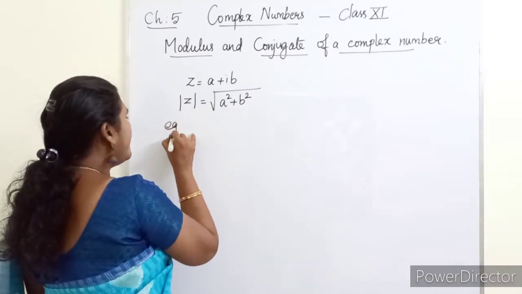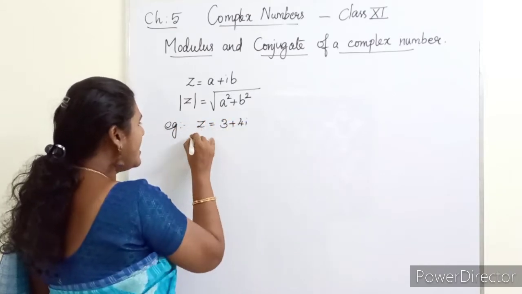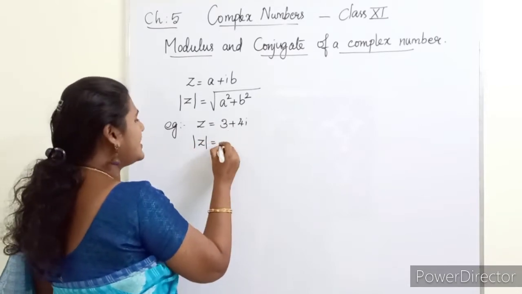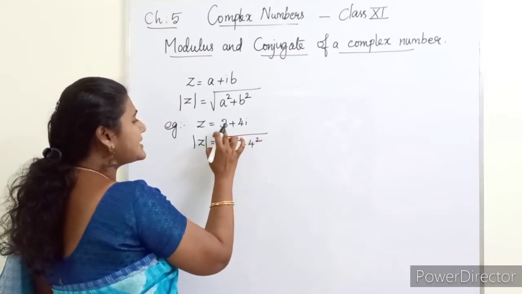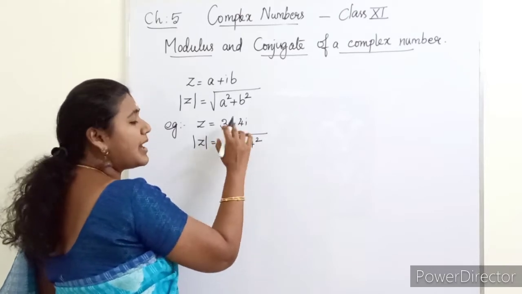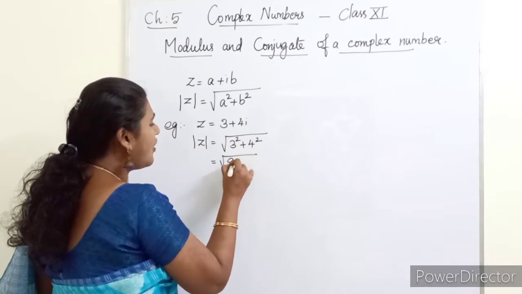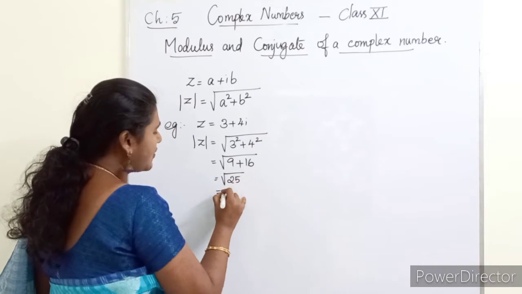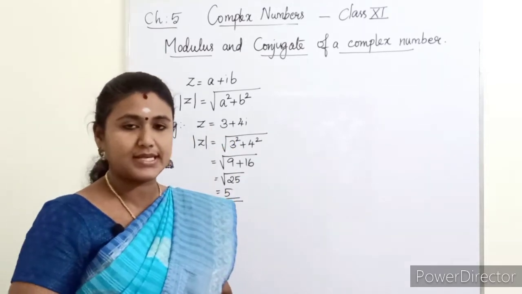For example, if we consider a complex number z is equal to 3 plus 4i, then mod z for this particular complex number is root of 3 square plus 4 square, that is, the square of the real part and the imaginary part, their sum, and its square root. So this is root of 9 plus 16, which is equal to root of 25, which is equal to 5. This is how you have to find the modulus of a complex number.